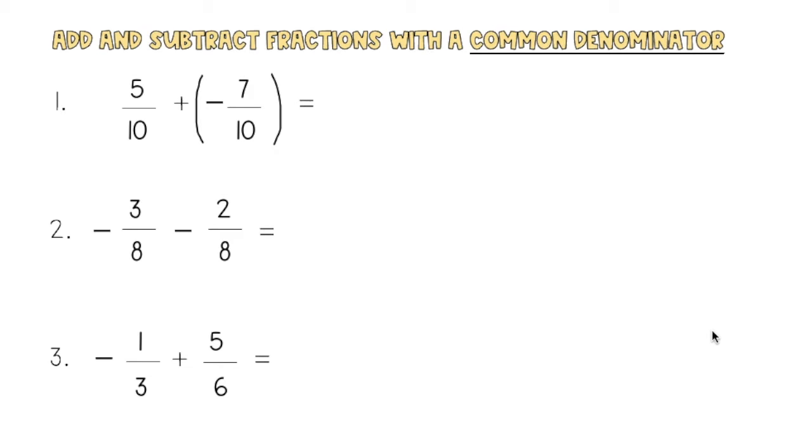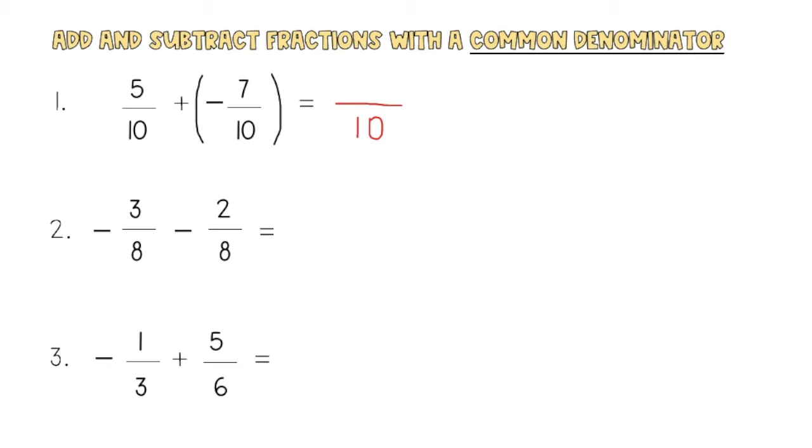Let's add and subtract fractions using a common denominator. For number 1, we have 5 over 10 plus negative 7 over 10. When I'm adding and subtracting fractions, I'm going to keep the denominator the same. So since we have a denominator of 10, that is going to be my denominator for my answer.